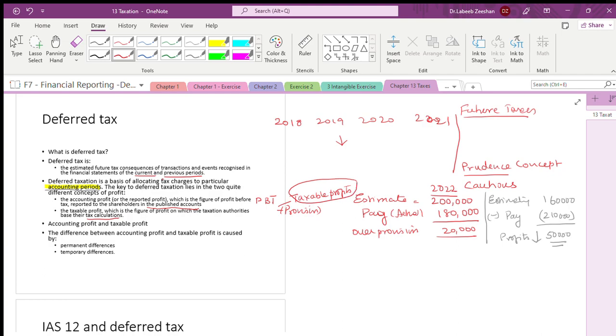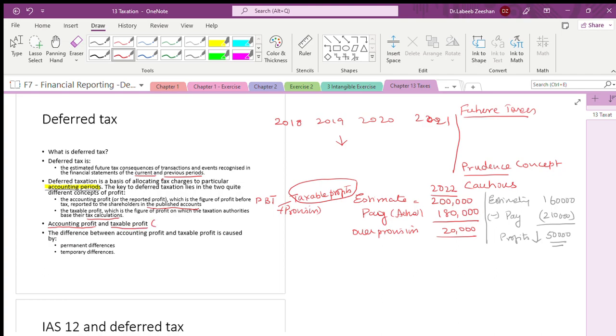For us, we will take profit before tax. But what will the tax authority take? The tax authority will take taxable profits. Now, taxable profits and profit before tax are different. Accounting profit and taxable profit: there are two things. One we are talking about in terms of an accounting profit and one in terms of taxable profit.